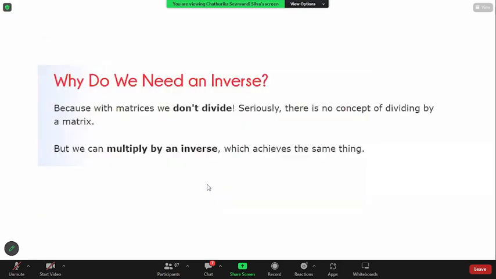So why do we need an inverse? Because with matrices, we don't divide.